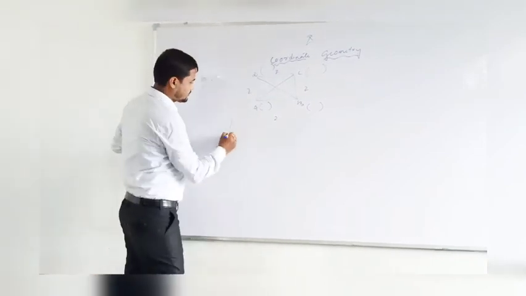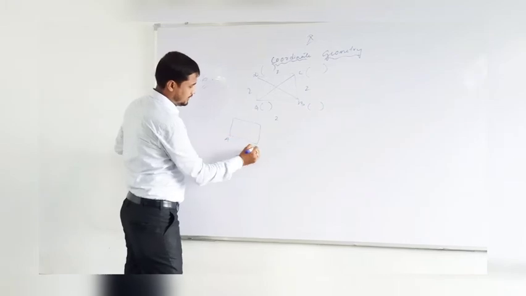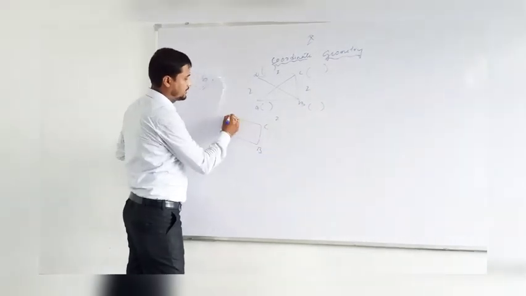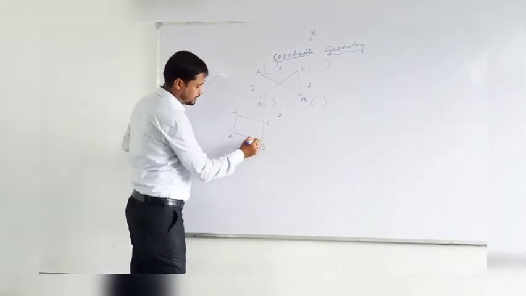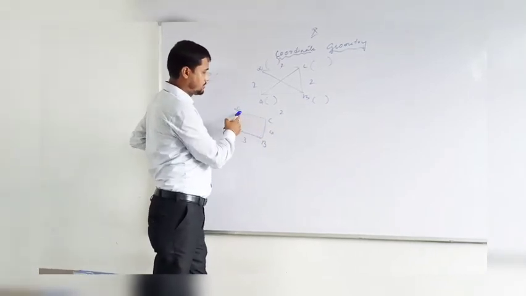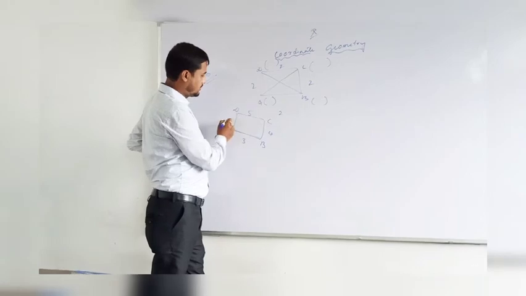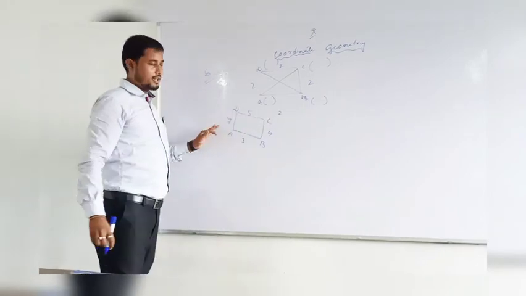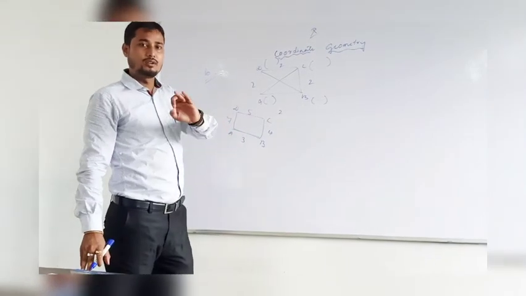Take another example with points A, B, C, D. Suppose A to B is 3, B to C is 4, C to D is 5, and A to D is 7. All the sides are unequal, so it is not a quadrilateral.